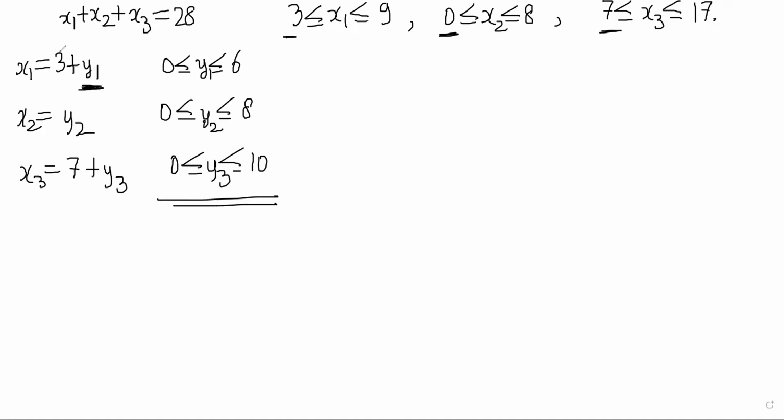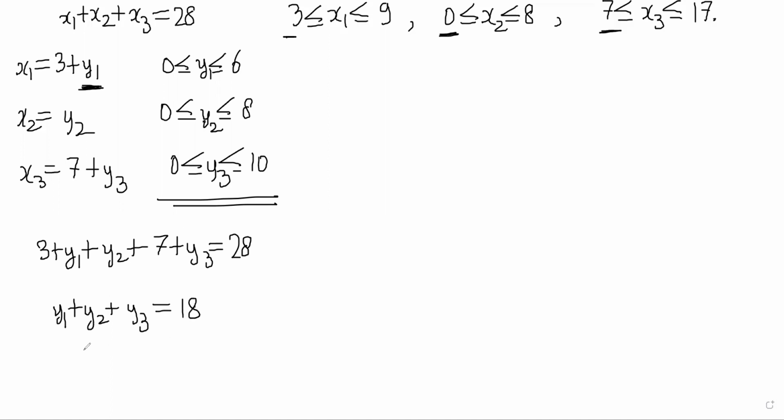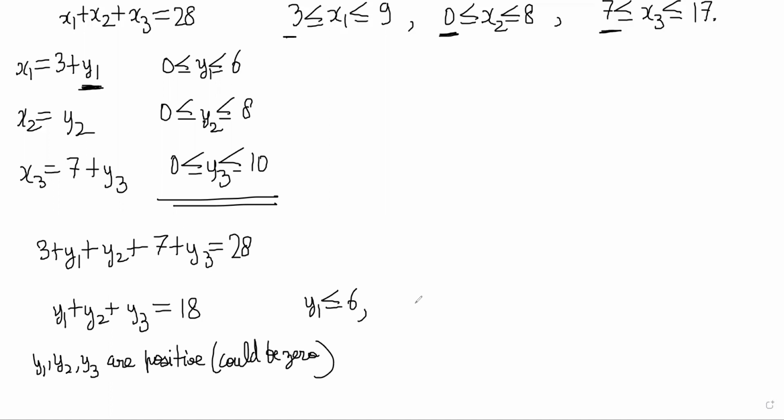So now the equation transforms into 3 plus y1 plus y2 plus 7 plus y3 is equal to 28. So basically this becomes y1 plus y2 plus y3 is equal to 18, where the restrictions are that y1, y2, y3 are non-negative, could be 0 also, and you have only upper bounds on them. Y1 should be less than or equal to 6, y2 less than or equal to 8, and y3 less than or equal to 10. So this is the equation that we want to solve.